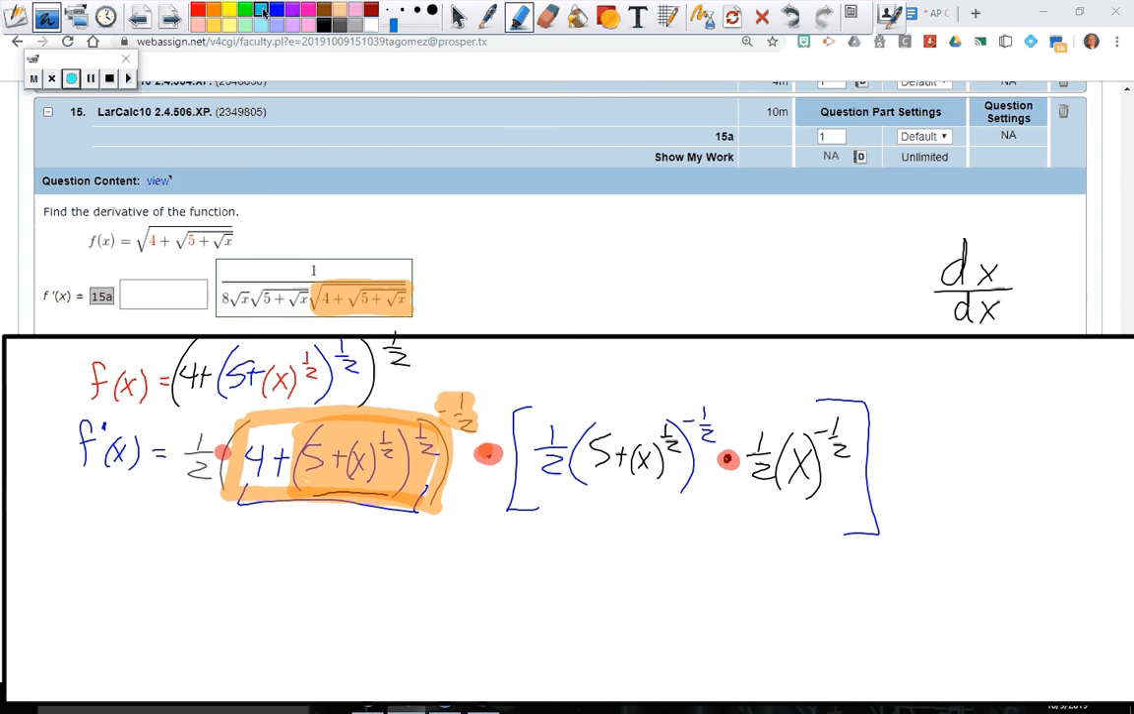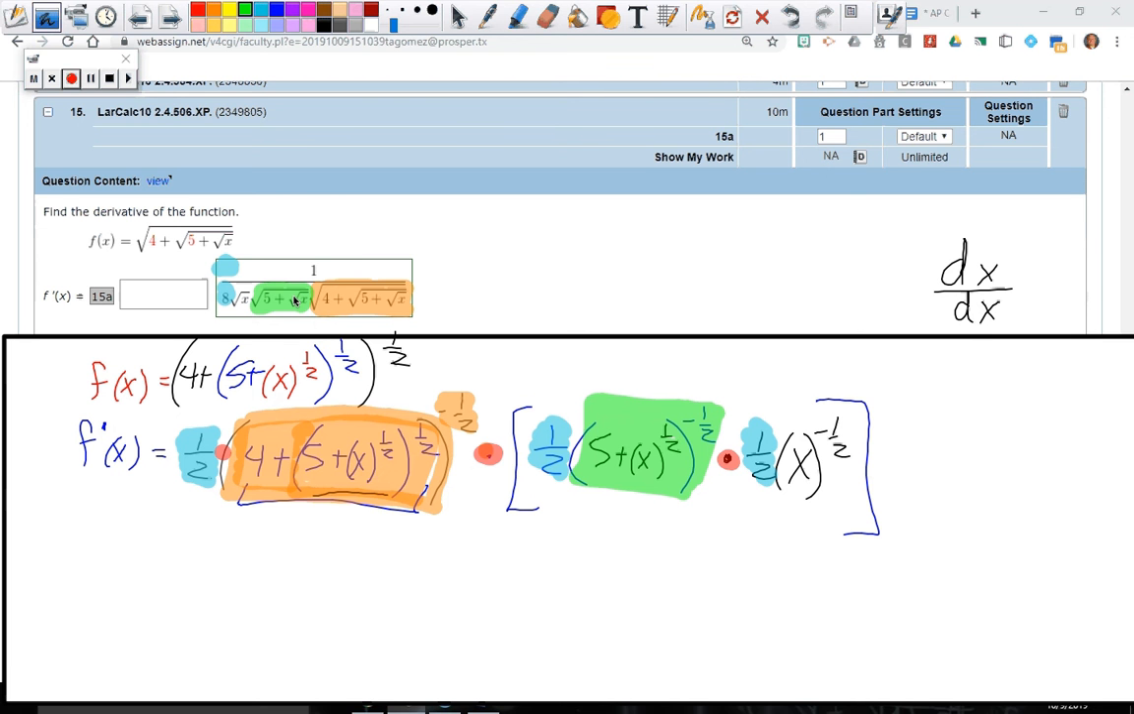This 1/2 and this 1/2 and this 1/2 become what? 1/8. There's an understood 1 up there. Okay? And I should have highlighted this all the way. And then you have this piece right here. It's going to be 5 plus the square root of x, square rooted. That's there. And then the other one is x to the negative 1/2.